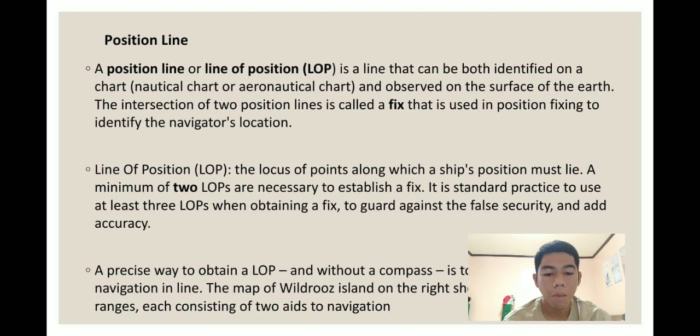Position line. A position line or line of position is a line that can be both identified on a chart, nautical chart or aeronautical chart, and observed on the surface of the earth. The intersection of two position lines is called a fix. That is used in position fixing to identify the navigator's location.